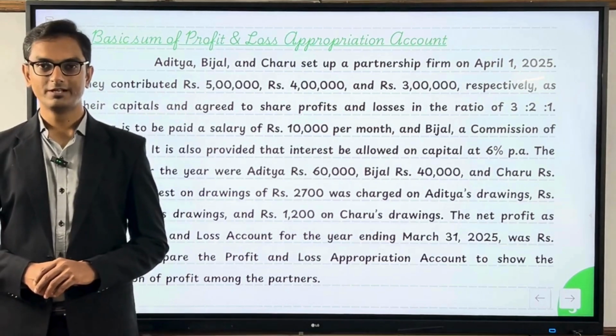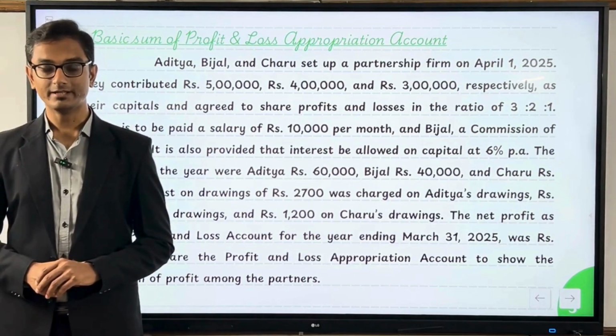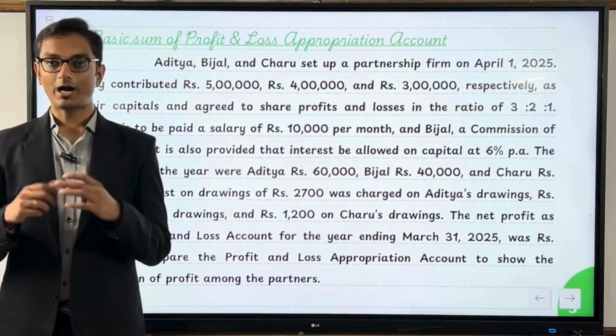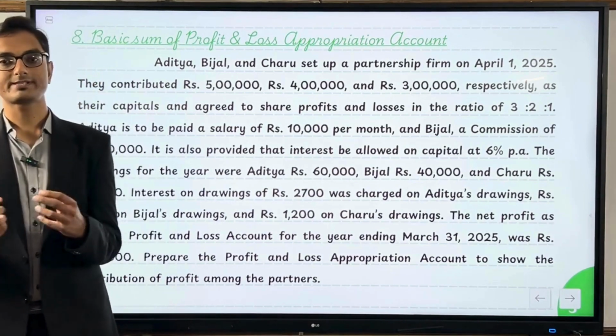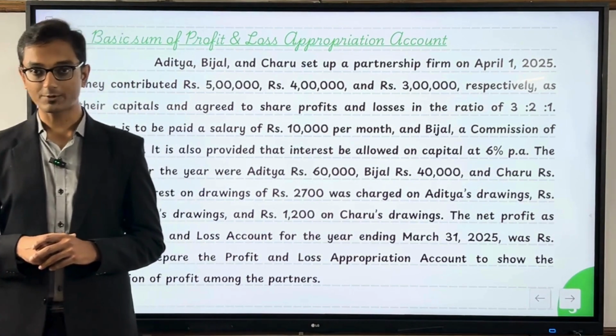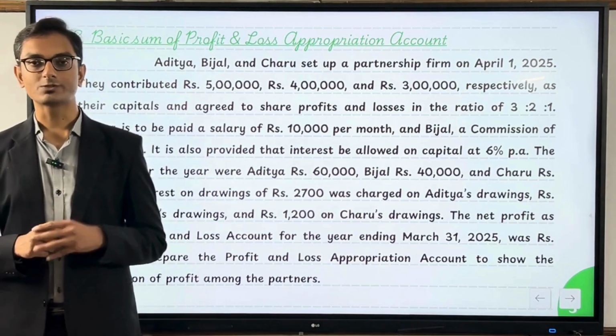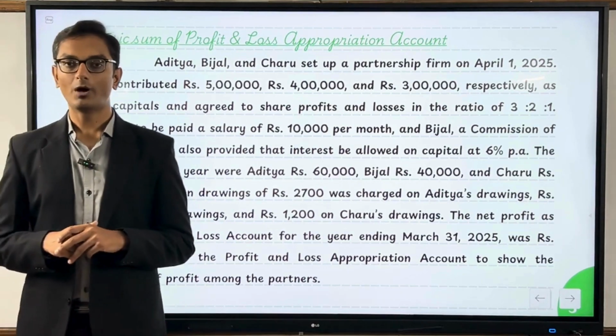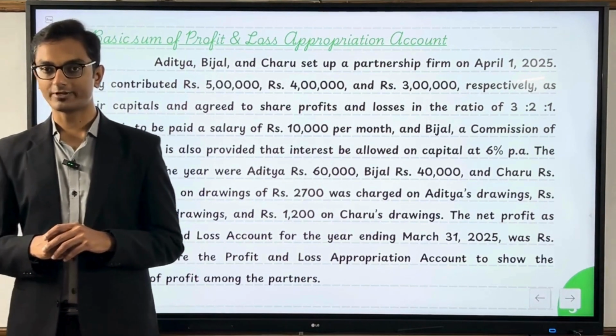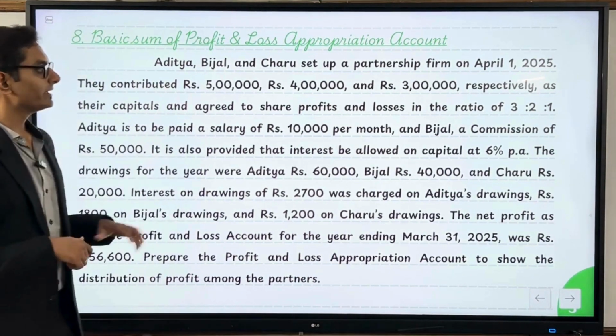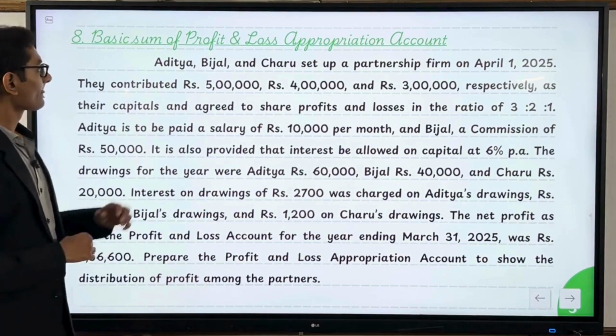Hello learner, in the last video we saw the concept of profit and loss appropriation account. Now let us do one basic sum through which you can get a clear idea about how to prepare the profit and loss appropriation account. Here the basic sum is given.